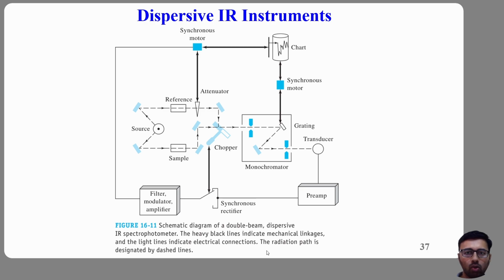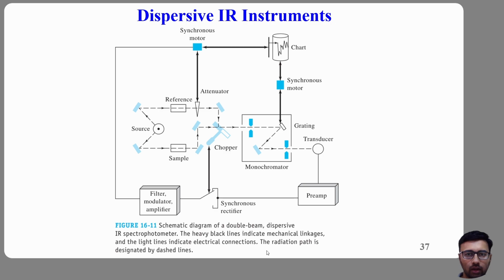Now take a look at the figure on the screen. Immediately you can see that the instrument appears far more mechanically complicated than the FTIR systems we discussed earlier. There are numerous mirrors, moving parts, beam pathways, mechanical linkages, and control systems. And unlike FTIR spectroscopy, there is no interferometer.